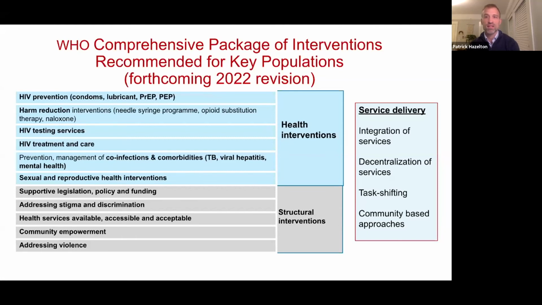PrEP is really emphasized in a way it wasn't in previous guidance, and also a number of these structural interventions, which we can see here in gray, are being emphasized for the first time, addressing stigma and discrimination, and again, structural interventions that maybe were funded under the Key Populations Investment Fund. We have much more robust evidence from the field for programming that works, that includes these elements of human rights and structural interventions. Next slide, please.